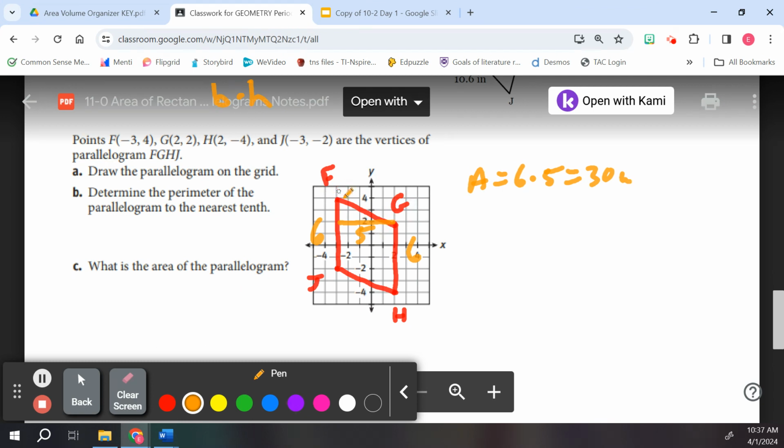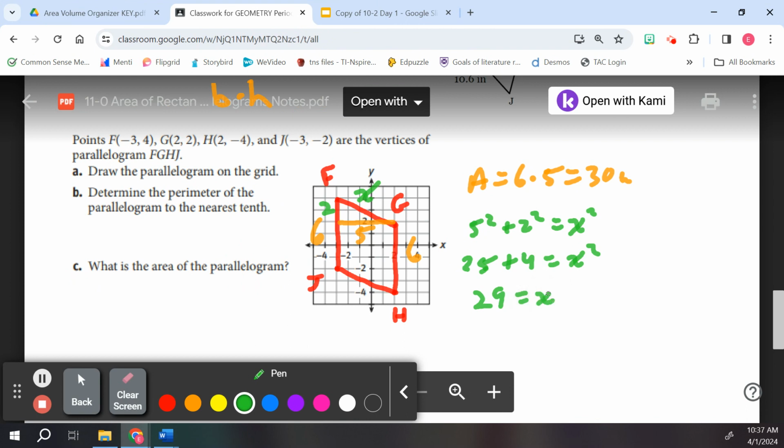Now you can apply distance formula, or you know that's 5. This little part right here is 2. You can find this using the Pythagorean theorem. That's another way. So this would be 5 squared plus 2 squared equals x squared. This will be 25 plus 4. So this is 29, x squared. And then take the square root.